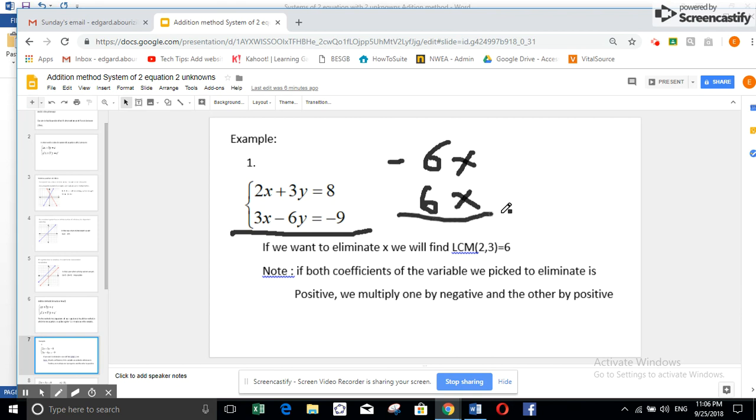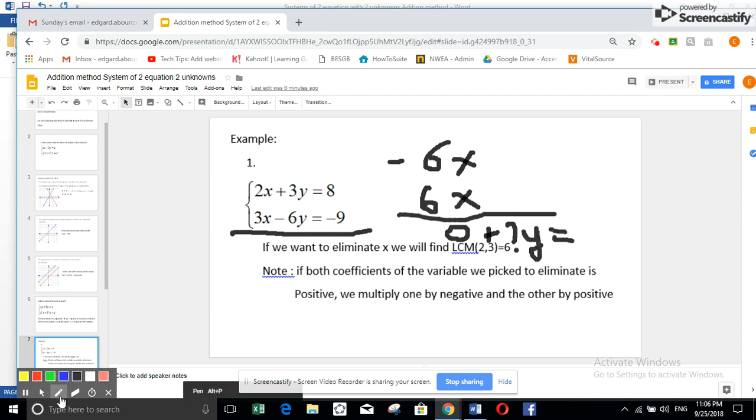So when we add, we're going to eliminate x, so 0, plus something of y equal to a number. In that case, we can find y. So a note: if both are positive, to get one negative and one positive, I multiply one by minus and the other by plus. If they are opposite in sign, I multiply both by positive. We're going to see that in the example.